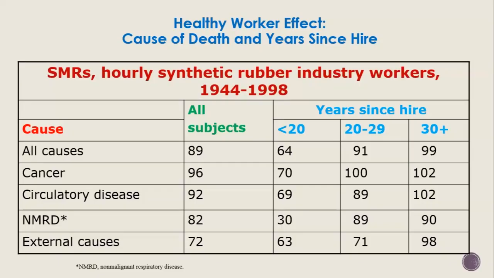A difference of 29% between workers and the general population is substantial compared to, say, all causes 30 years plus, where the SMR is 99, which means that the mortality rate in workers is just 1% less than in the general population. So again, the healthy worker effect is strong when the difference in the mortality rates between workers and the general population is significant, and it is weak when there's hardly any difference between the two rates. Is that clear?